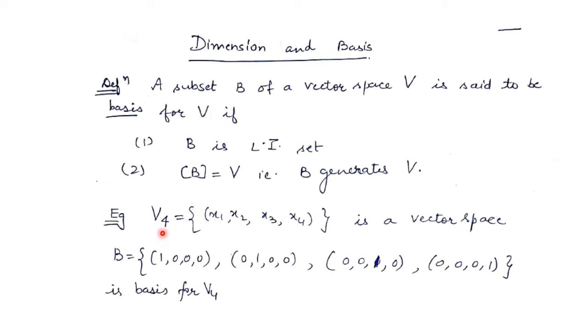For example, let's suppose we are given V4, a vector space of 4 ordered tuples (x1, x2, x3, x4) where each xi is a real number, right? And we take B, a subset of V4, as (1,0,0,0), (0,1,0,0), (0,0,1,0), (0,0,0,1), right? Then this set is the basis for V4. Now how is this set a basis for V4? Because this set satisfies these two conditions.